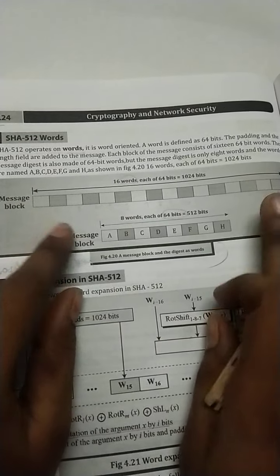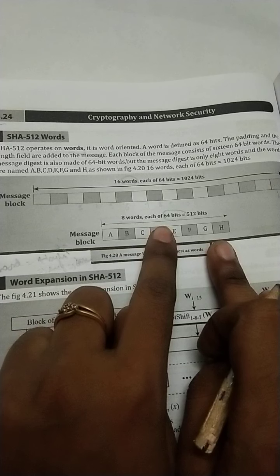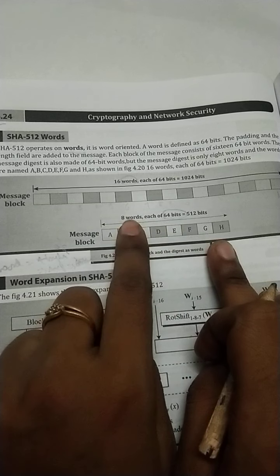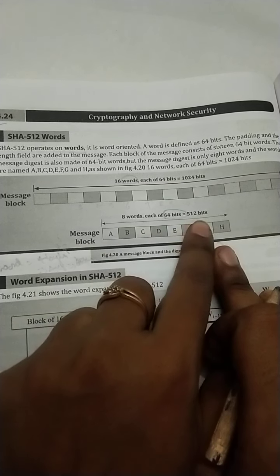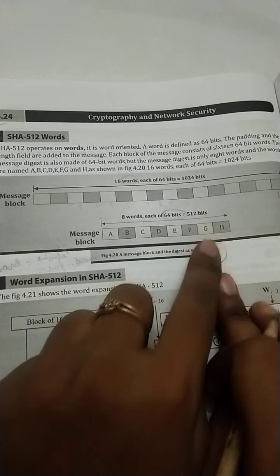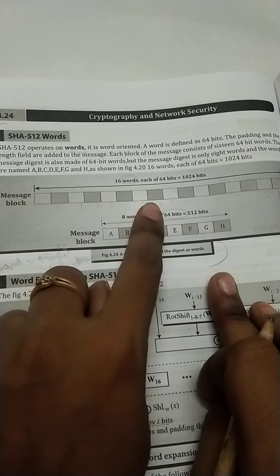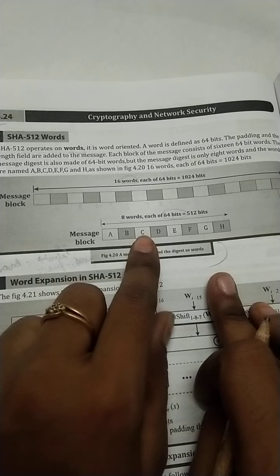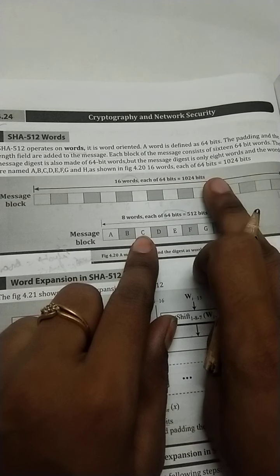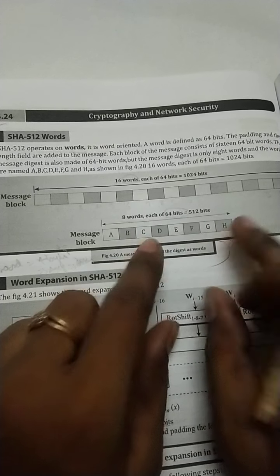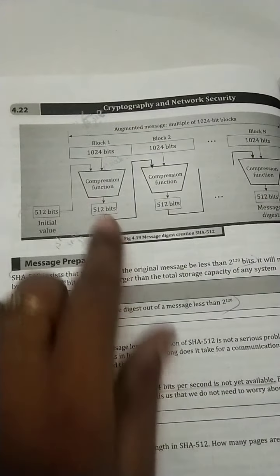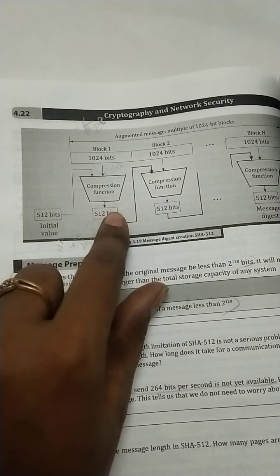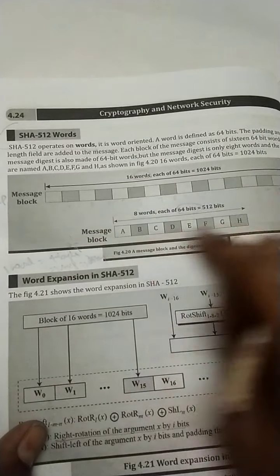These 16 words will be converted into 8 words. So 8 words, 8 into 8 into 8, gives you 512 bits. This is your output. The input is 16 words and the output is 8 words, so 1024 bits were converted into 512 bits. Here compression is done, as this diagram shows. So we are reducing the length of the message.